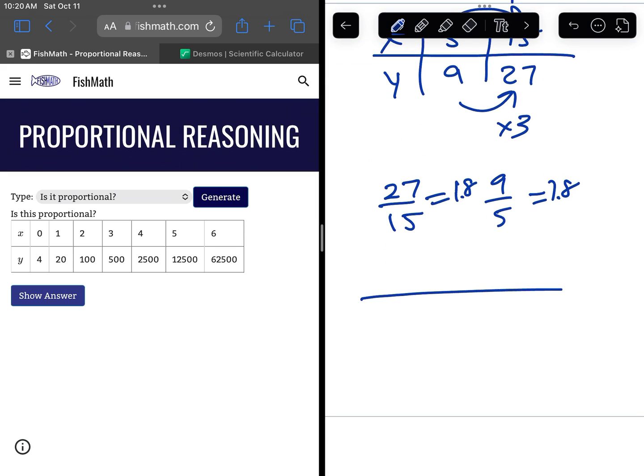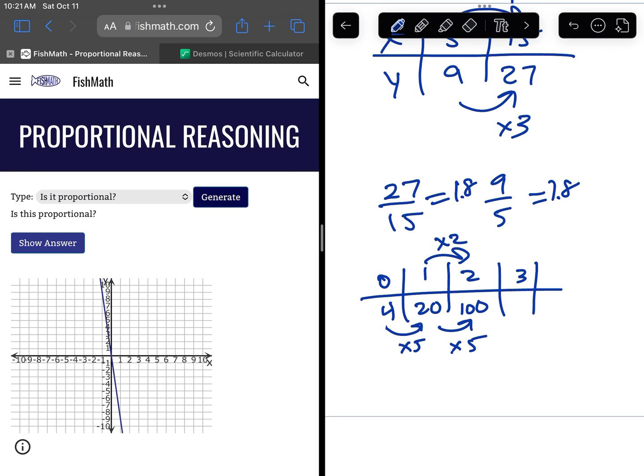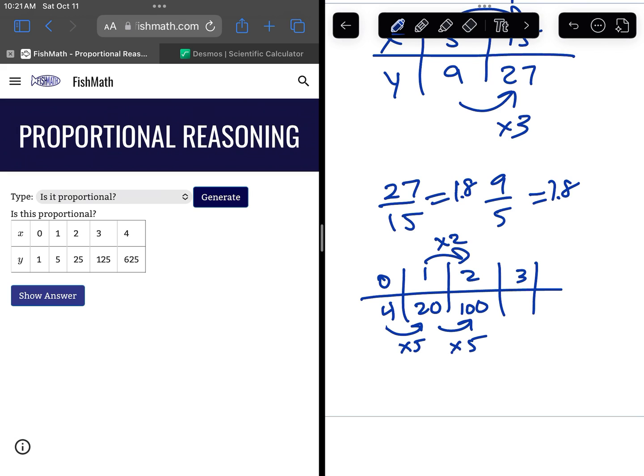You can tell for this one it's not going to be because of the 0, 4. But this one's also not going to have any scaling that works as well. So 20, 100. This is times 5, and this is times 5. So we have actually multiplication happening, and this is obviously just times 2. So it's not the same scaling, so that's again not proportional. That one would be proportional going through 0, 0.